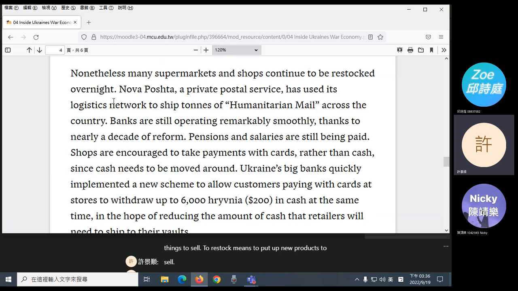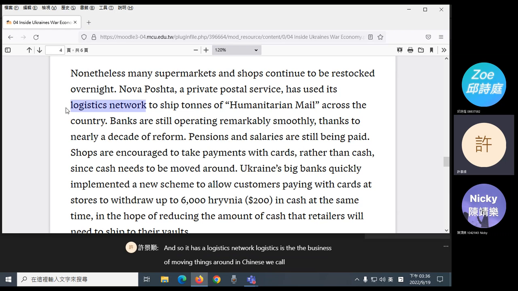Nova Pochta, a private postal service, has used its logistics network to ship tons of humanitarian mail across the country. So it's a postal service, like a post office, but it's a private postal service. It's not a government postal service. It's a company that sends mail. And so it has a logistics network. Logistics is the business of moving things around.